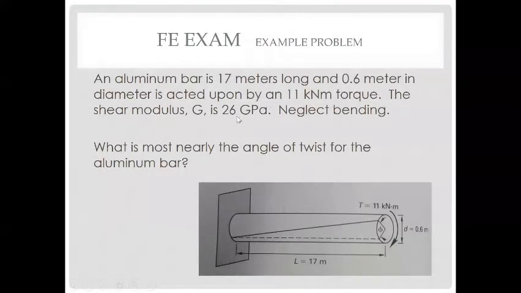Right, the shear modulus is 26 gigapascals and it's asking for the angle of twist of that aluminum bar, right? Angle of twist, again, that's that phi angle right here on the cross-sectional part of the shaft, right? So again, phi equals TL over JG, right? So I'll give you all another minute, try to see if y'all can come up with the answer for me. All right, anyone get an answer for me yet?